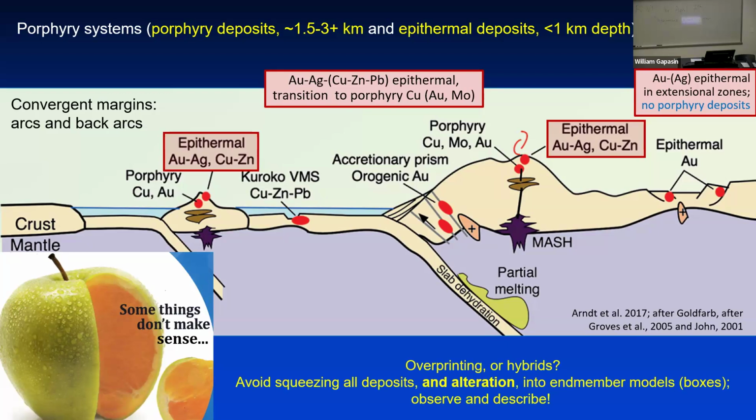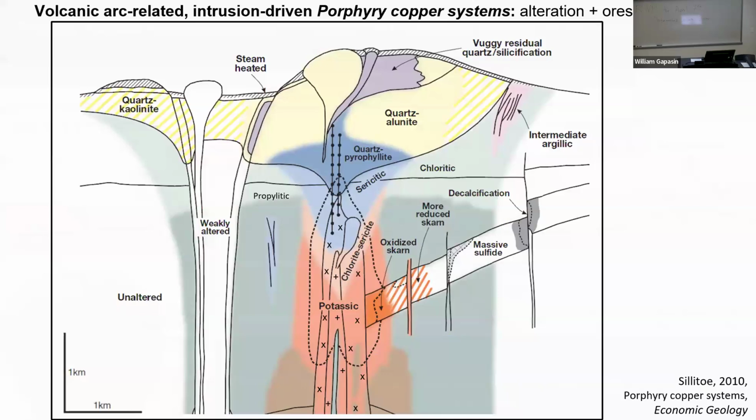And the bottom line is avoid squeezing all deposits and alteration into end-member models, boxes, particularly models that yours truly may point out. You know, just make your observations and describe. Avoid putting things into models. Having said that, the very conceptual model that Dick Sillitoe published in 2010 says a lot. And the reason that this all fits, the deposit styles, alteration, etc., is because it's all processes linked.